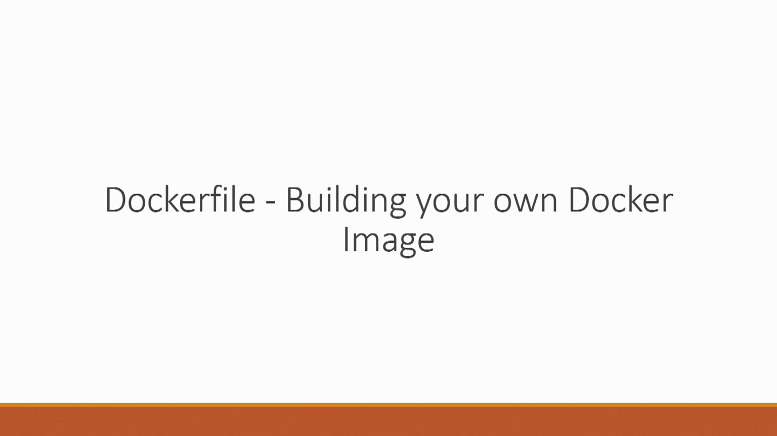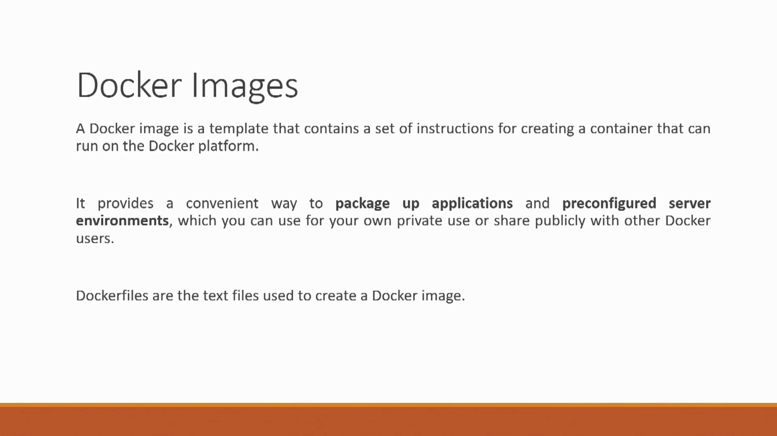So Dockerfile, building your own Docker image. So we know a Docker image is a template for creating containers. It contains all the instructions that Docker will use to create a container for you. So how do we build this image? What's the process of building this image? What are the techniques of building this image?